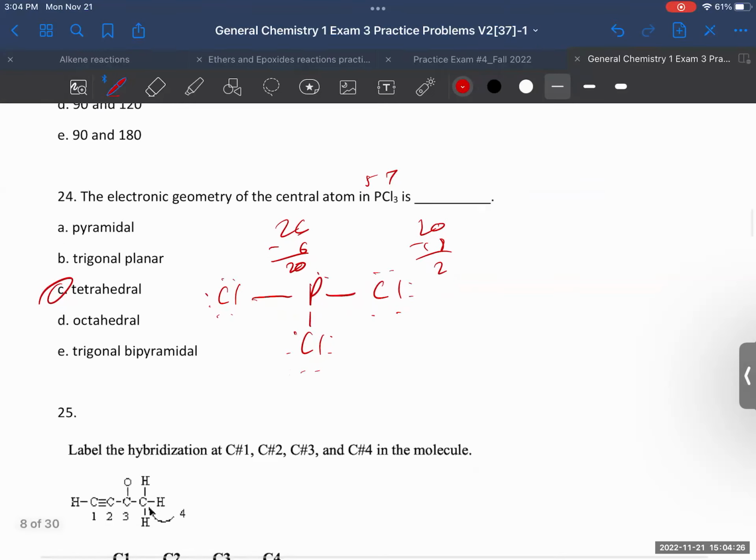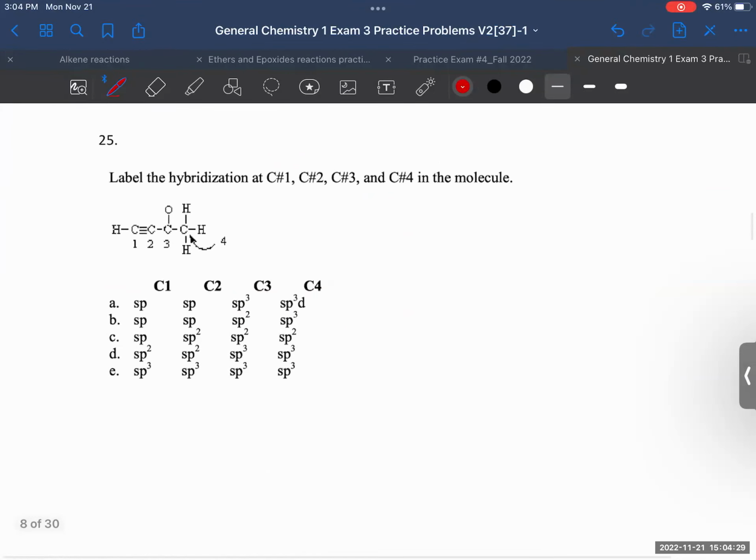Why do I have to do all this? Label the hybridization, we'll cover this the other day. Label the hybridization at carbon number 1, 2, 3, and 4 in the molecule. Michelle got her money yet? Sadegi always wondering why she's 2 steps ahead.